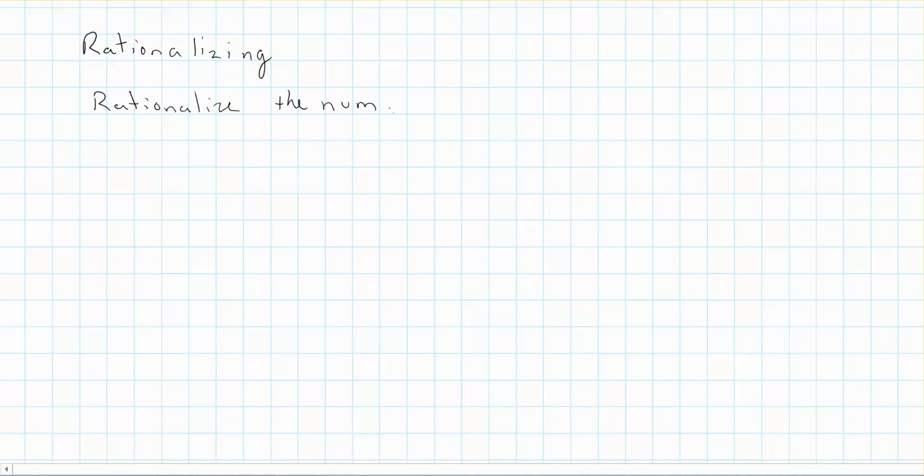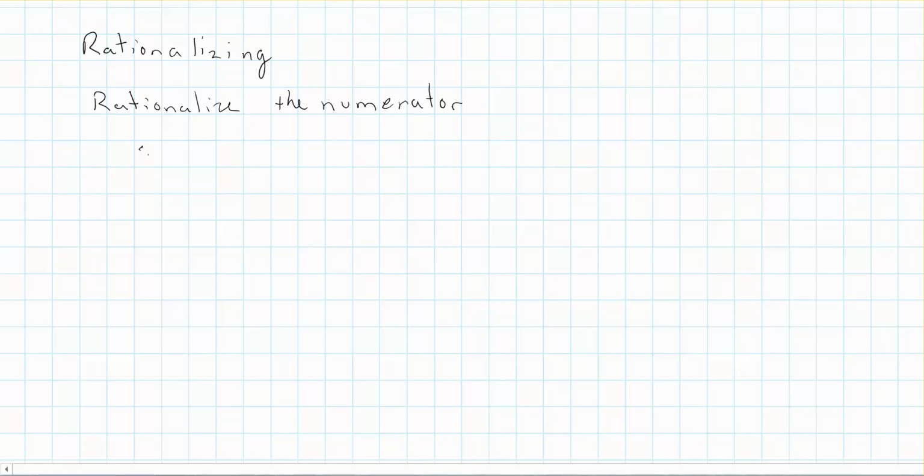The reason I'm emphasizing that is that technically we don't have to rationalize the numerator; we could rationalize the denominator. Right now you might not understand why you would ever want to rationalize the numerator, but it turns out in some later math classes that's actually useful, as opposed to rationalizing the denominator. So let's look at this, and we'll also do a rationalizing the denominator example as well.